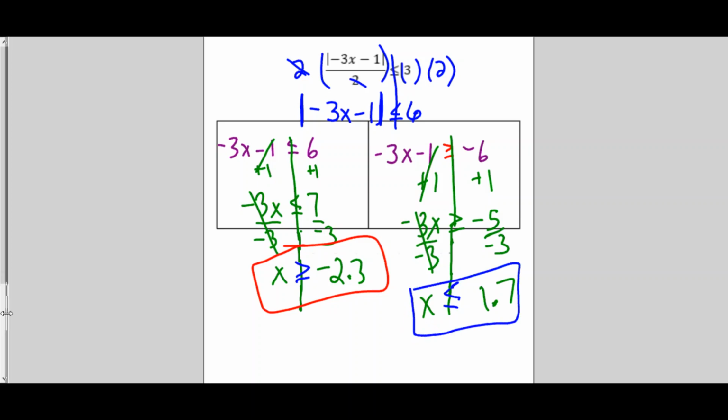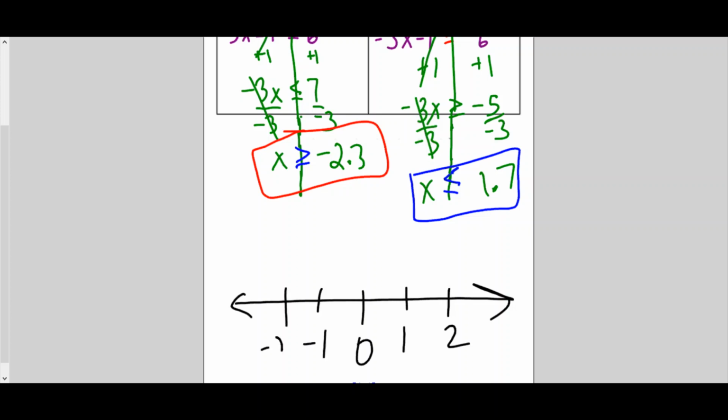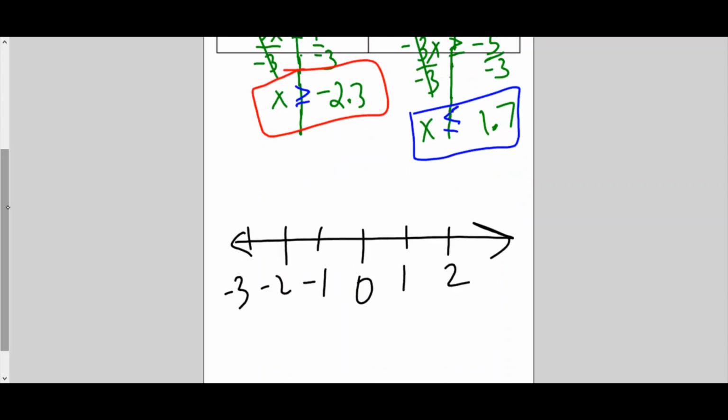So I'm going to graph those on the number line. This is the one part I want to do with you just so you can see it. So here's 0, here's 1, here's 2, negative 1, negative 2, and negative 3. I'm going to plot both of these on the number line. First, x is greater than or equal to negative 2.3. So here's negative 2.3, maybe somewhere around here. I'm going to have a closed circle at negative 2.3. And it says greater than, so I'm going to shade to the right.